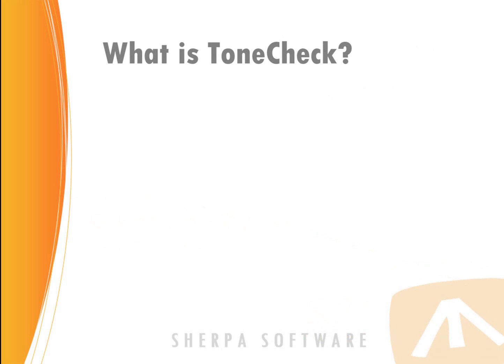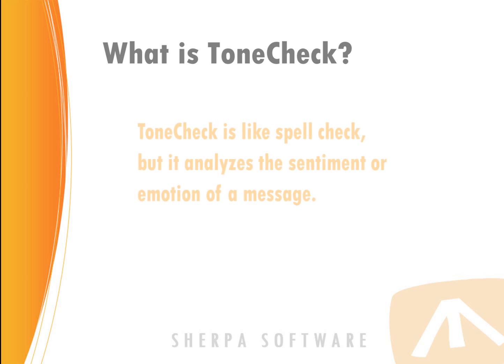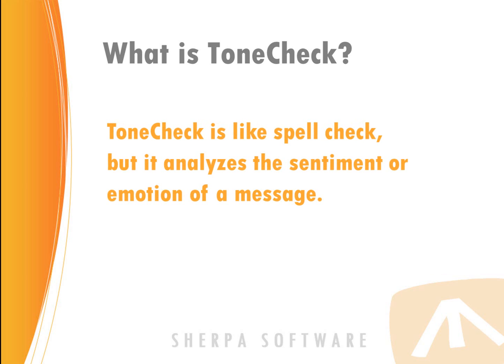Let's begin with some basic information. What is ToneCheck? To help us understand what ToneCheck is, let's compare it first to something that we're already familiar with, spell check. Spell check prompts us when it discovers words in our email that it doesn't know. We then have an opportunity to either change the spelling of those words or let them go as is. ToneCheck acts in a similar way, but instead of looking for misspelled words, it analyzes the emotional impact that our email may have on a reader and prompts us to correct overly negative sentences.